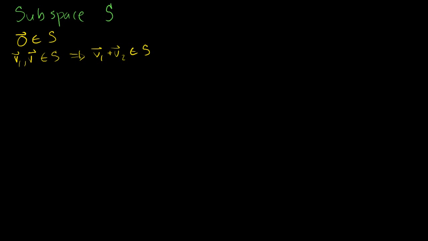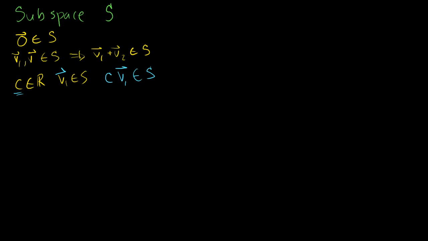And then the last requirement, if you remember, is that subspaces are closed under multiplication. So if c is a real number, just a scalar, and v1 is a member of my subspace, then if I multiply that arbitrary real number times v1, I'm going to get another member of the subspace. So it's closed under multiplication. This is our definition of a subspace. If you call something a subspace, these need to be true.